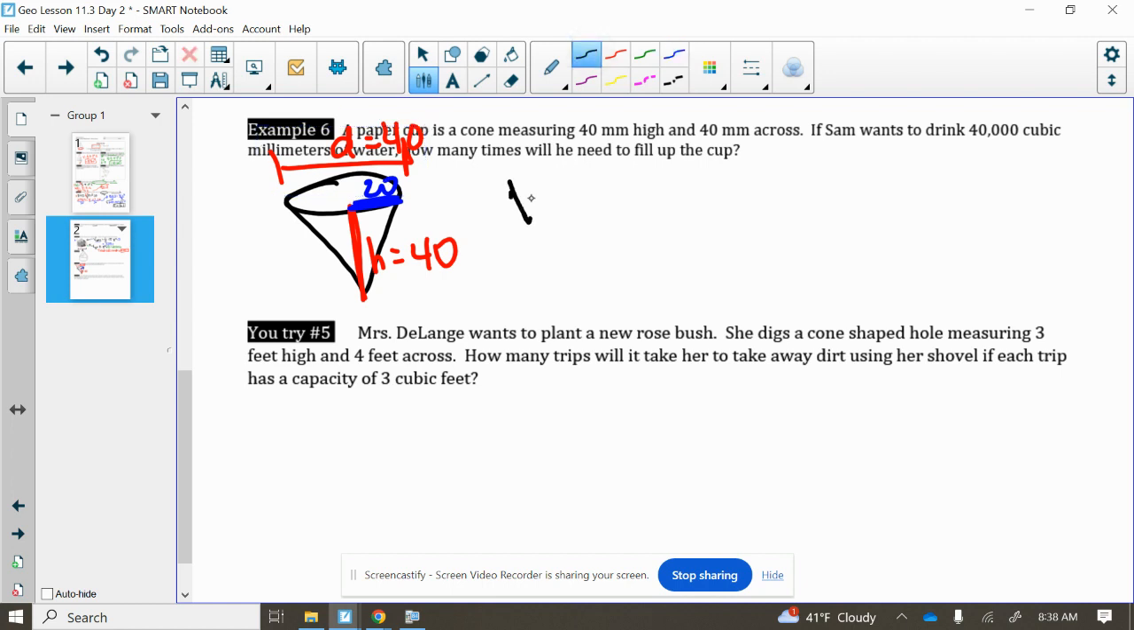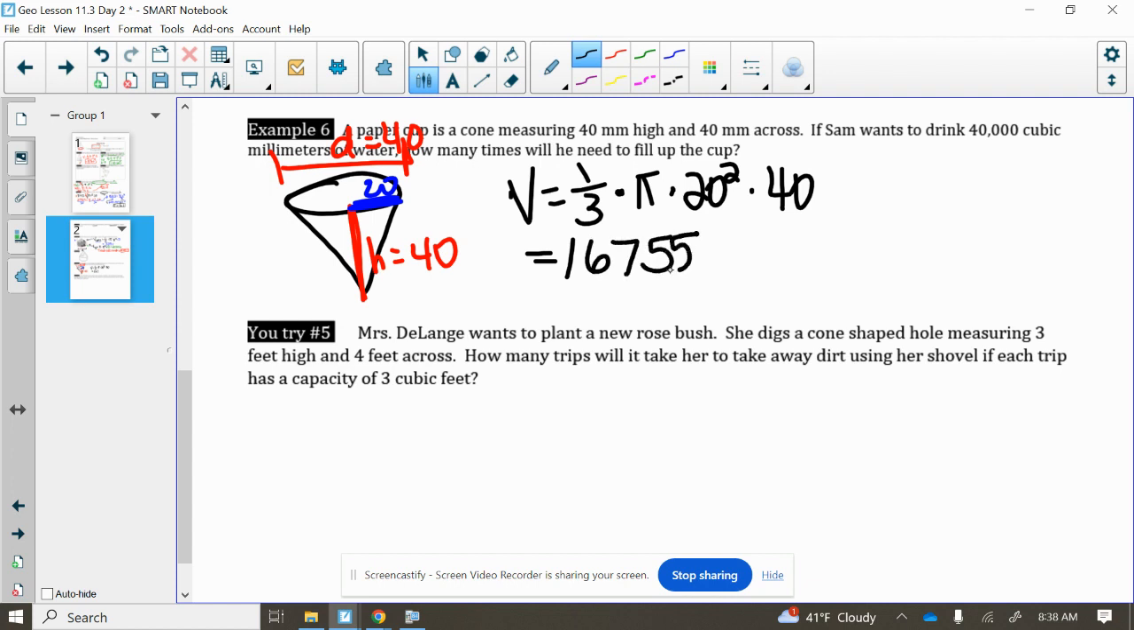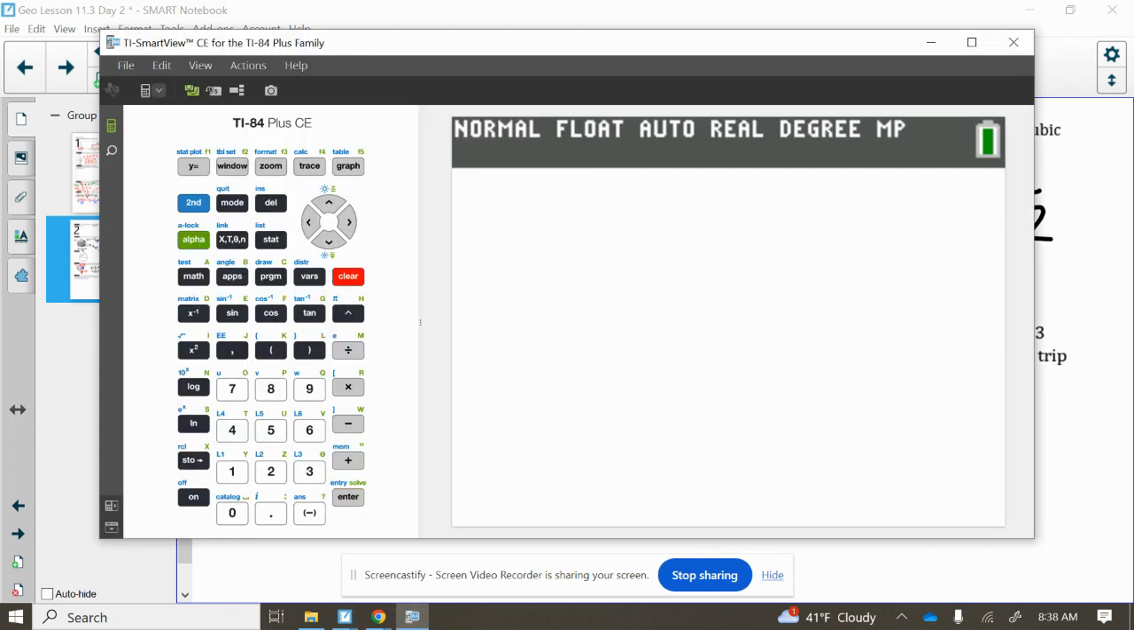Well, let's think about the total volume our cup holds to begin with. That's 1/3 times pi times the radius squared times the height. If we type that in, we get a total of 1,755.2. And again, that's the volume for just one cup. If I need to drink 40,000 cubic millimeters, I'm going to divide that value by my answer to figure out how many times I will need to fill up my cup.